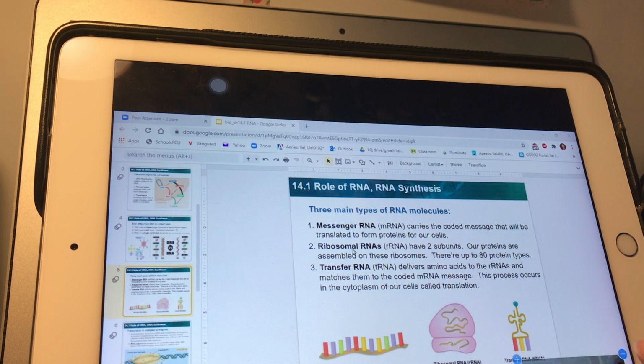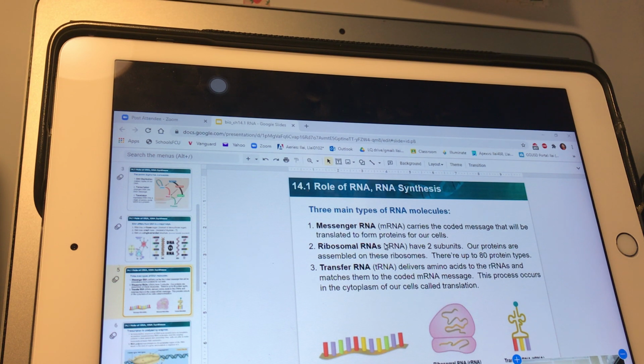Now, each of these RNAs, they have a task to do. The messenger is the RNA that carries the message, okay? This is the messenger, just like what the word means, literally what it means. The messenger RNA carries the code to make the protein for my skin. The ribosomal RNA is the RNA that is going to make the protein. It's kind of like the supervisor, okay?